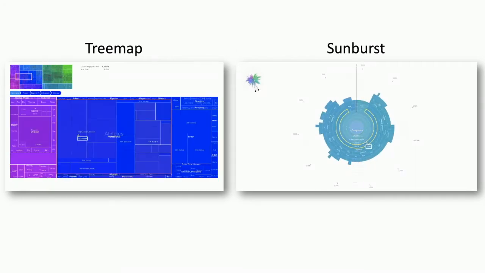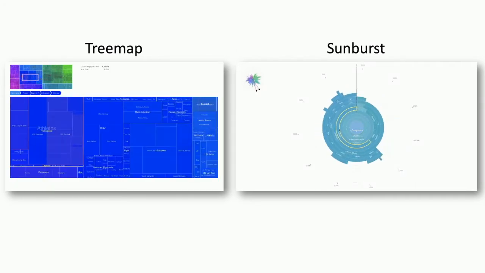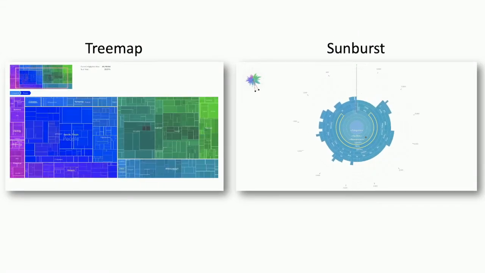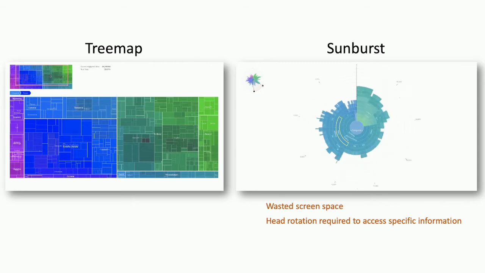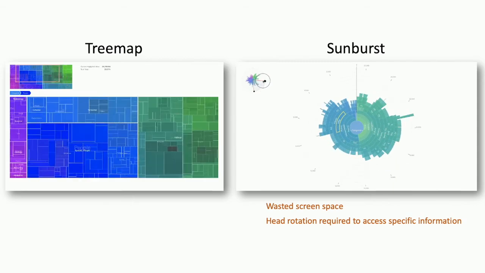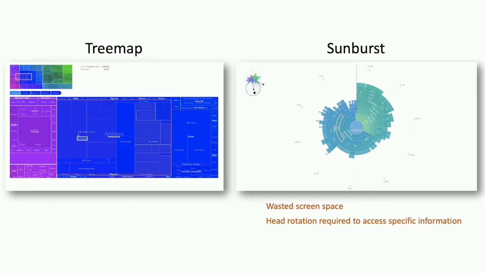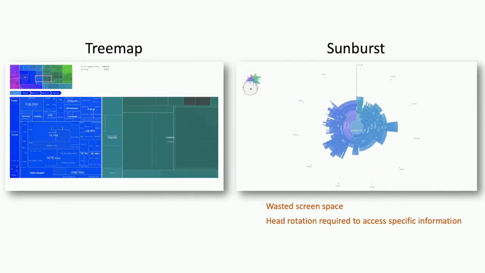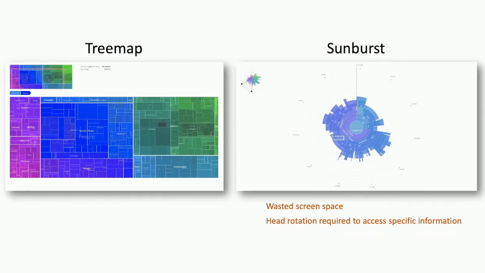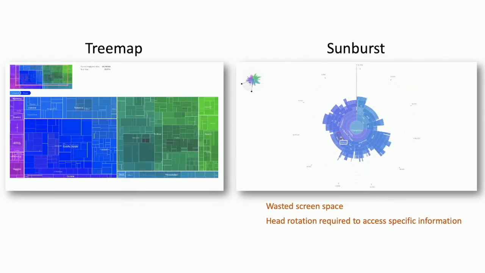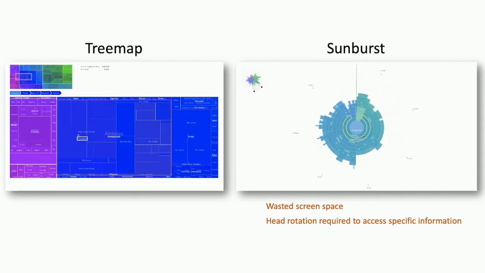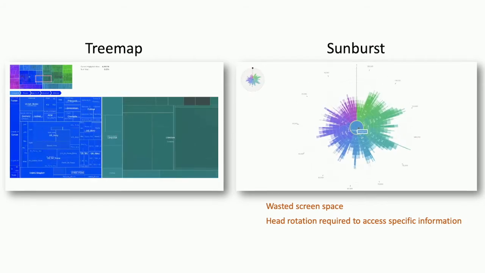Within our internal test, we realized there are several problems with the sunburst design. First, it does not use the screen space efficiently. You can see there is quite a lot of blank space around the sunburst because nowadays we usually use a wide screen. The second one is we noticed a lot of head rotation required to access specific information. So instead of interacting with the visualization, people probably like to interact themselves: do body movement, then do mouse click.